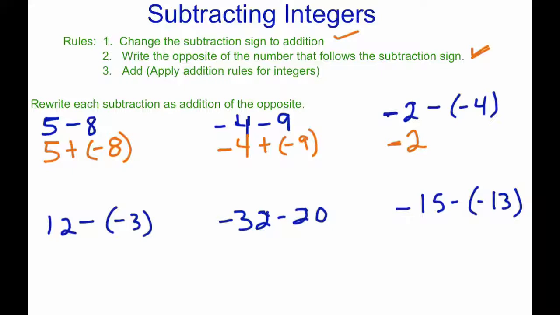All right, so we're going to change that minus to plus, and the negative 4 becomes 4, opposite. 12 minus a negative 3. 12 stays the same, and then we write the opposite of subtraction, it's addition, and the opposite of negative 3 is 3. Negative 32. A lot of times when you see that negative, you're so tempted to change it, but don't touch it. Plus negative 20.